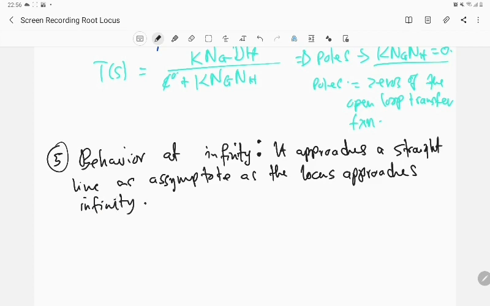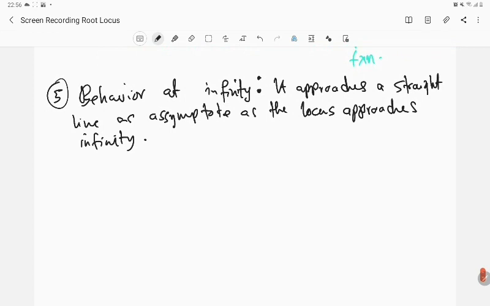So when the root locus has to move to infinity, it is going to be approaching a line which is an asymptote for the root locus, and passing on that asymptote to infinity. So it will not be going to infinity on a crooked line. It's going to go along some asymptotic line.